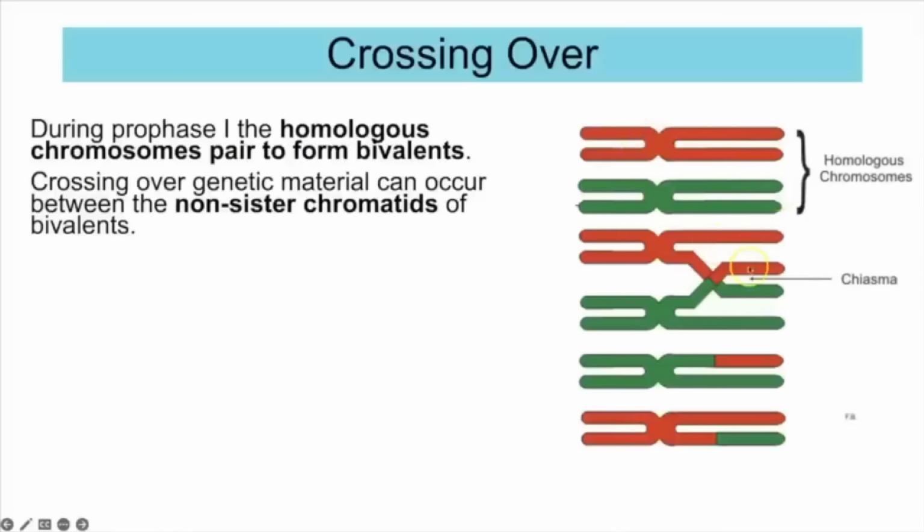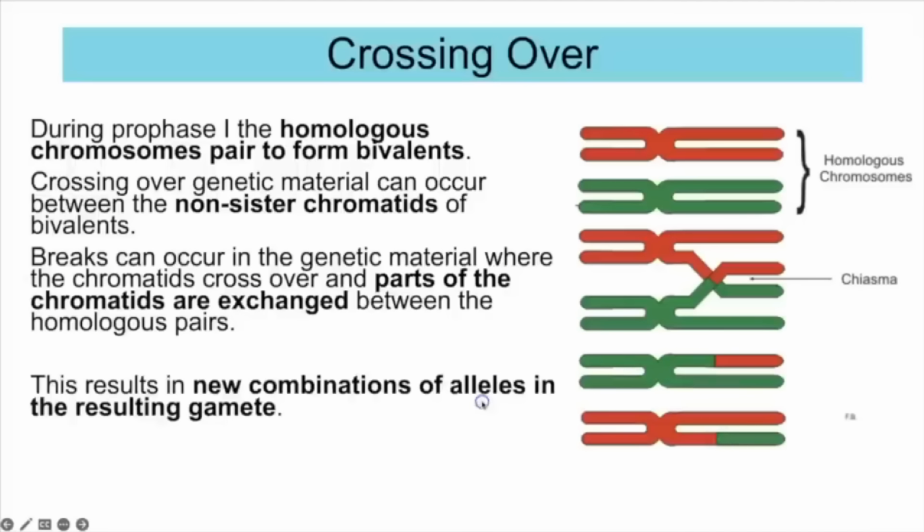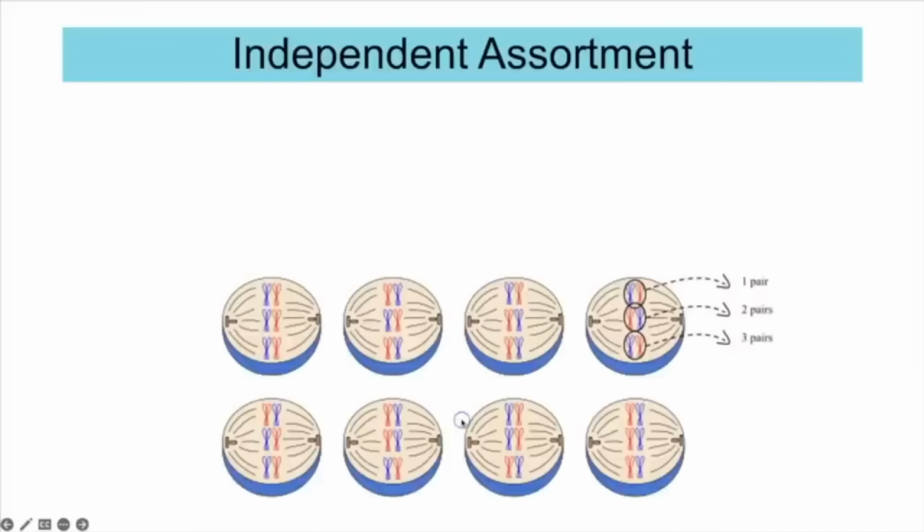Crossing over of genetic material can occur. So these non-sister chromatids, meaning chromatids from different chromosomes, cross over and form what we call a chiasma, and that is where the crossing over happens. Now the tension that creates can result in breaks occurring, and we then get this exchange in material of those chromatids. And as a result, the alleles that were on this chromatid are now going to be part of this chromosome. So we have this new combination of alleles in the resulting gametes.